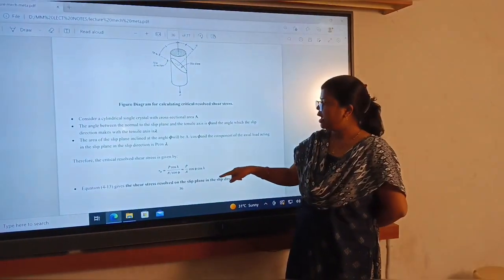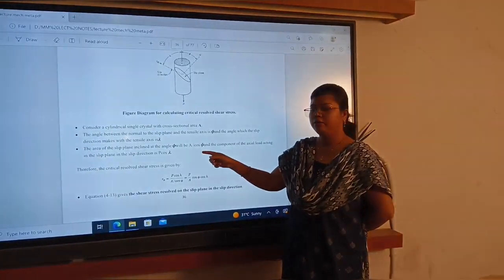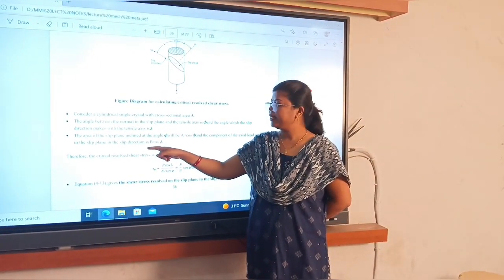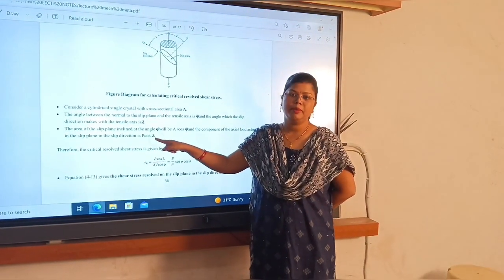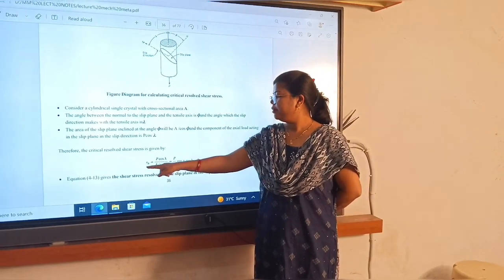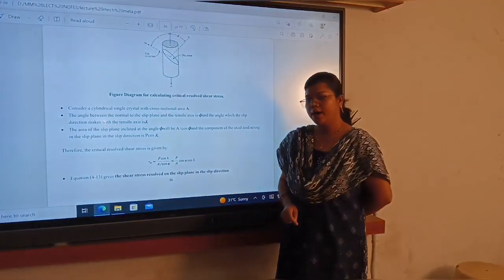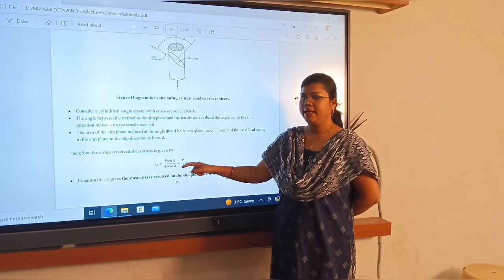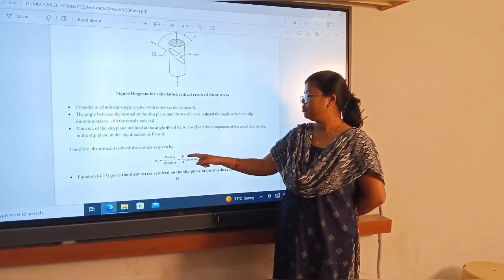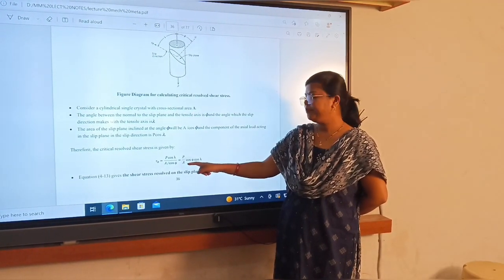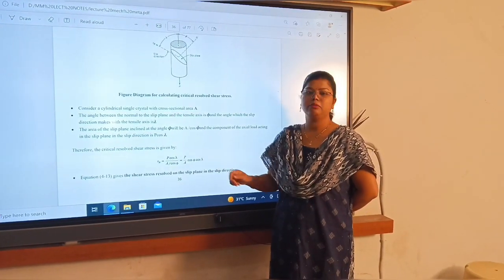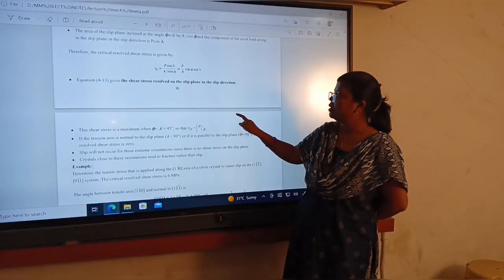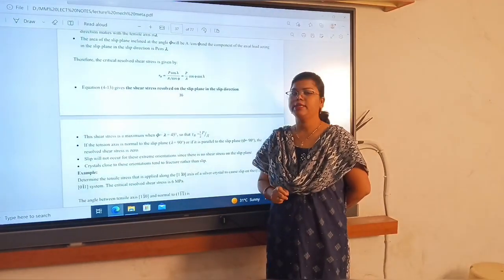As we found out in the last video, the slip plane area inclined at an angle is A by cos phi, and the axial load acting on the slip plane in the slip direction is P cos lambda. So if we find the shear stress, or tau R, it will be the load divided by the area: P cos lambda divided by A by cos phi. Ultimately, P divided by A into cos phi cos lambda is the formula of tau R, or shear stress.